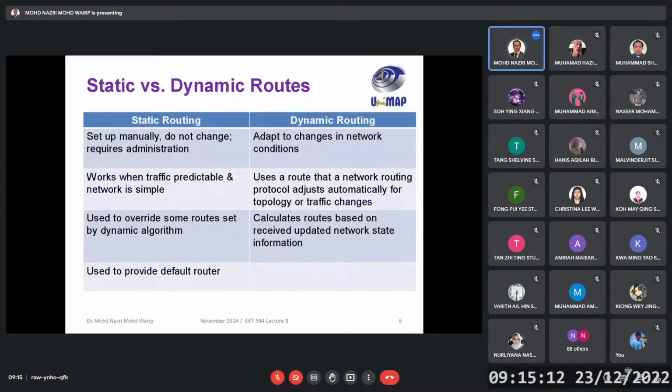What is dynamic routing? It adapts to changes in network conditions. This is one of the features. It uses a route that the network routing protocol adjusts automatically for topology or traffic changes. It calculates routes based on received updated network state information. So every time they receive the routing table, they will update. So this is a dynamic routing protocol.